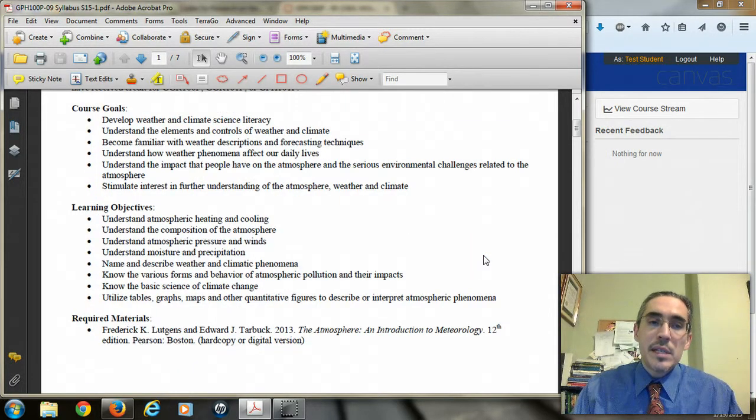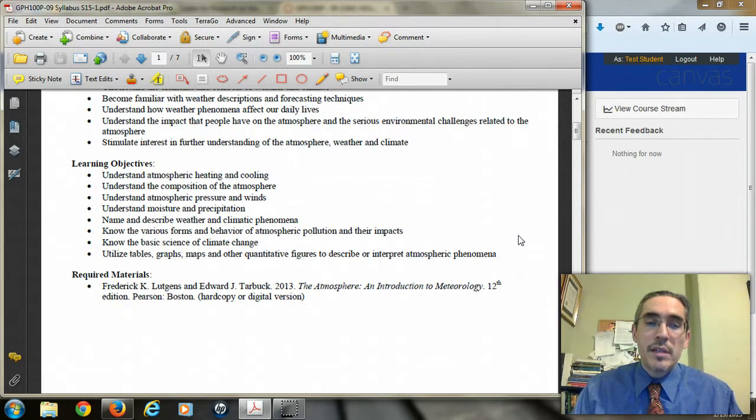So the syllabus lays out what we're going to be doing. In particular, one of the important things it points out is that there is a required textbook for this course. So we'll be using the 12th edition of The Atmosphere by Lutgens and Tarbuck. So you want to make sure that you have that book as soon as possible, because you'll have a quiz and homework that'll be due next week, or rather the second week of the semester, that requires you to have the book in order to complete those assignments. So you need to get that as soon as possible.